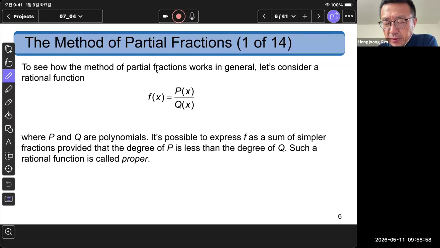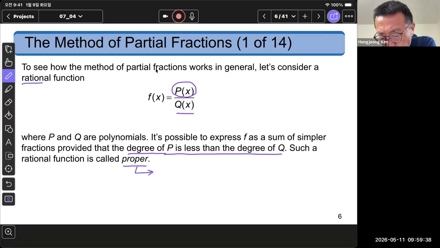Okay, so as I said, when I say rational function f, then that is defined by one polynomial, say p, divided by another polynomial q. Okay, and we say this f is proper if the degree of the numerator is less than the degree of the denominator.